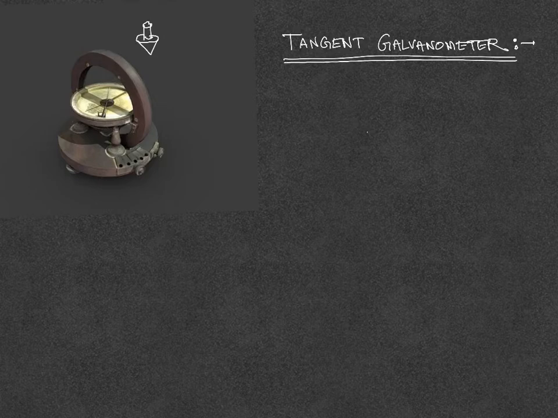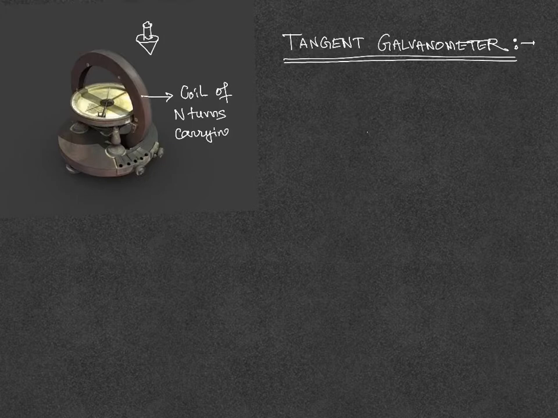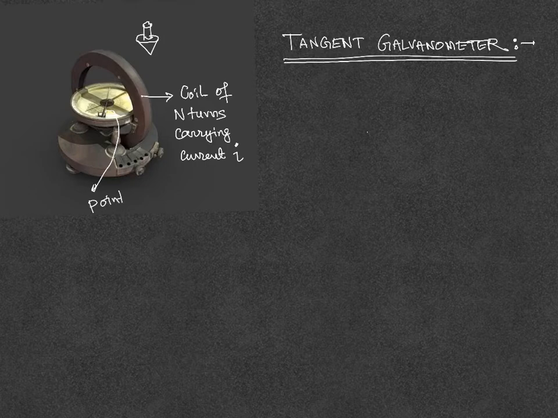Before that, I would like to tell you that this thing is a coil. This is a coil of n turns and carrying current I, right? And this thing is a pointer actually. This thing is a pointer. As you see, this long thing is a pointer.